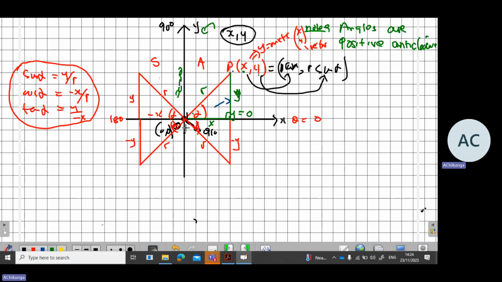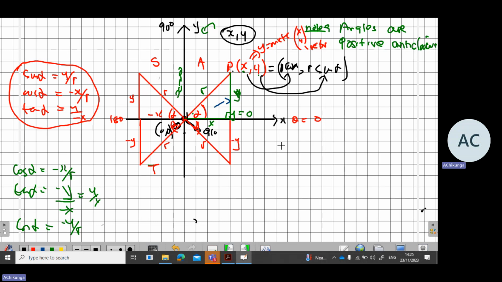If we calculate the ratios of this alpha angle here, we'll find out that cos alpha is minus x over r, is still negative, but tan alpha is minus y over minus x, which is y over x, is now positive. Sine alpha is now negative, which is minus y over r. That is the reason why we say in the third quadrant only tan is positive. Okay.